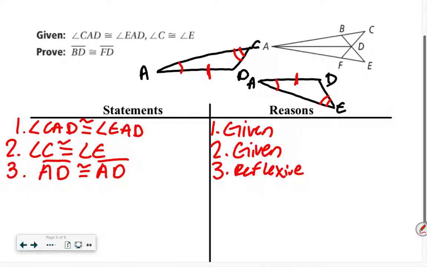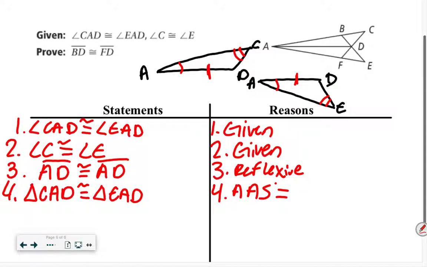Alright, what can I say about my triangles? If I start here, I have angle, side, or angle, angle, side. SAS congruency? I mean, AAS congruency. So I can say triangle CAD is congruent to triangle EAD by AAS congruency. But that's not what we're trying to prove. My goal is to prove that BD is congruent to DF, those two green things.